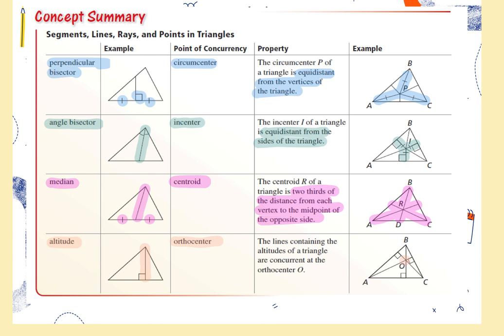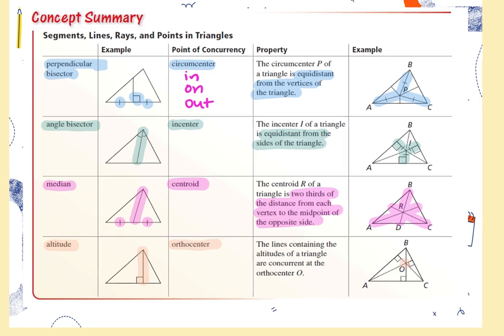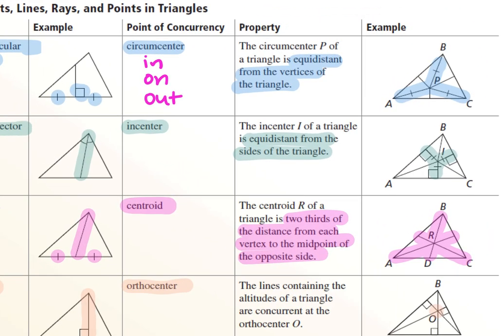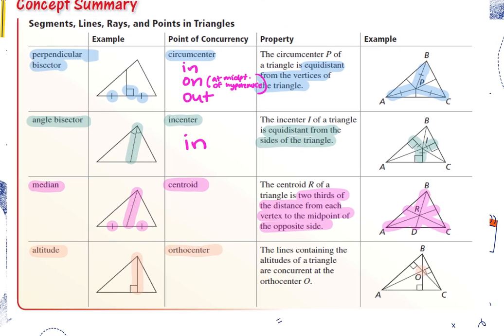There's no special theorem. Remember that the circumcenter is in, on, out, and it happens at the right triangle. It happens at the midpoint of the hypotenuse. The incenter is always in. The centroid is always in. The orthocenter is in, on, out, and on the right triangle, it happens at the right angle.